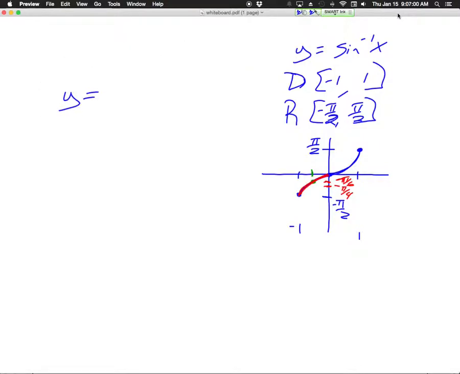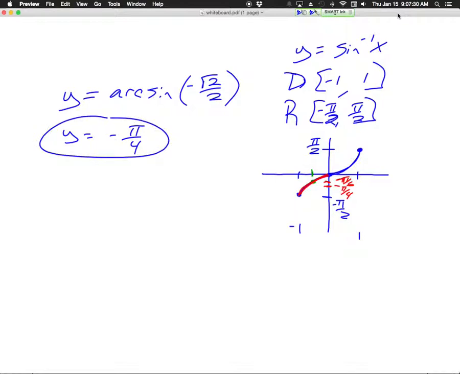So let's do y equals arc sine of negative square root of 2 over 2. I want to find my match. What's my match between sine and square root of 2 over 2? Pi over 4. And since it's negative and I'm dealing with arc sine, what does my answer have to be? Negative. And I have successfully evaluated arc sine of negative square root of 2 over 2.